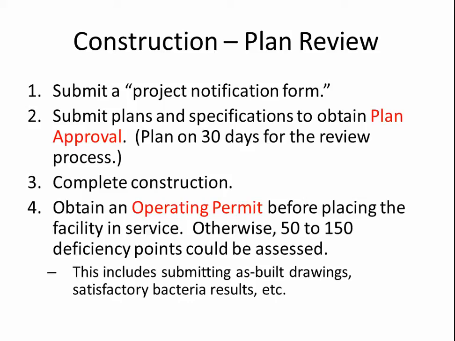If you do not get an operating permit for your facility that is in use, we will assess as many deficiency points or demerit points against your system as needed to make it a non-approved system. It's typically 50 to 150 demerit points. So part of the operating permit is you're submitting as-built drawings, and you also get a satisfactory coliform bacteria result so that we're assured that it was built to specs and that it's clean and safe to be part of your water supply.